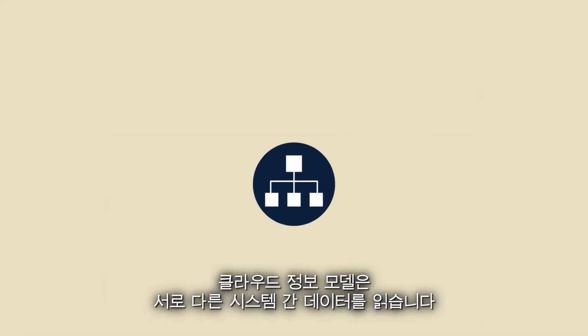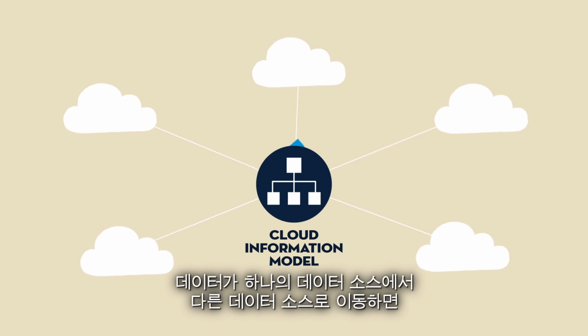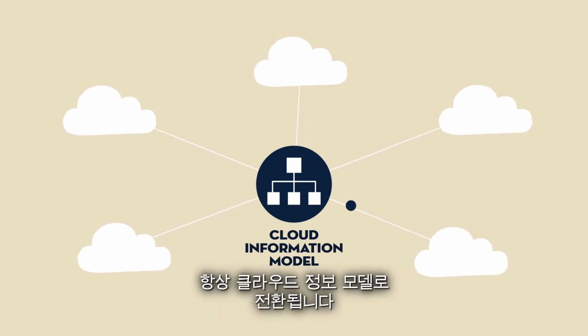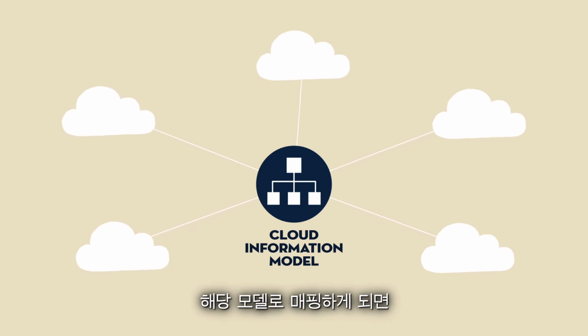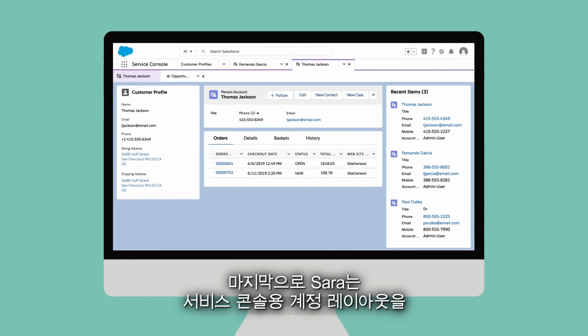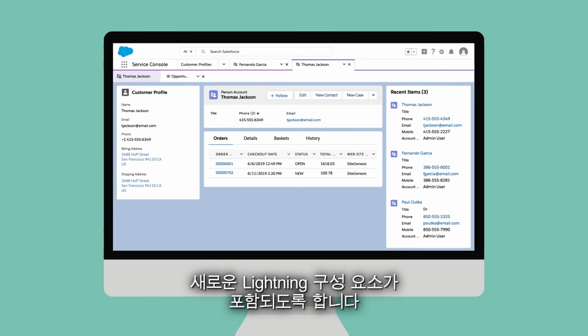The Cloud Information Model translates data between different systems. When data travels from one data source to another, it's always transformed into the Cloud Information Model. Once you map to the model, your data can be exchanged with any other cloud that is also mapped. Finally, Sarah customizes the account layout for the Service Console to include the new Lightning component for orders.